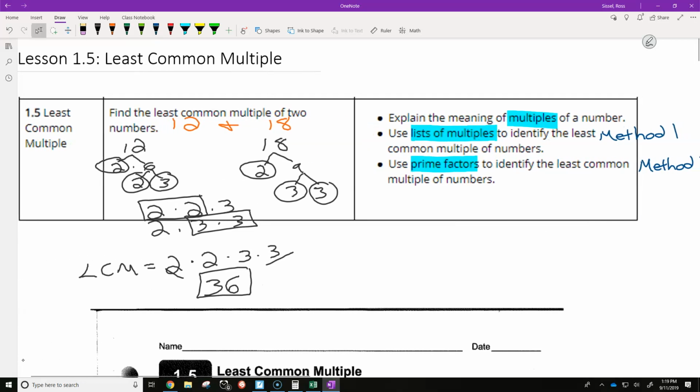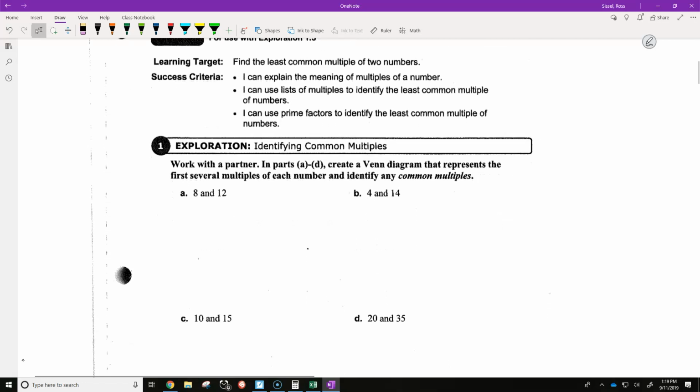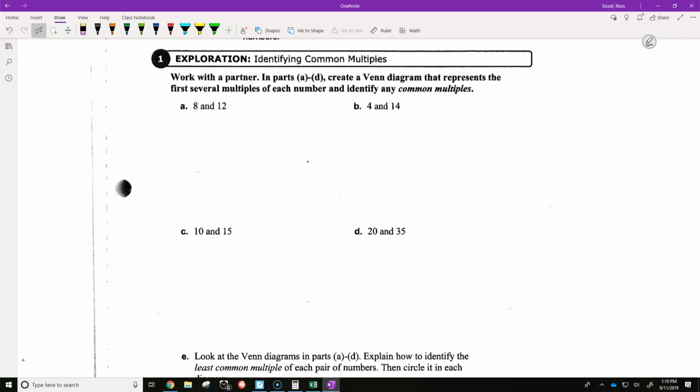Alright. So, in our notebook, we want to do this. It says, work with a partner. We're going to create a Venn diagram. And we're going to identify multiples. Well, before we do that, does anyone know what a multiple is? What are multiples?